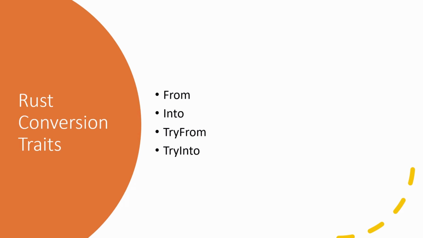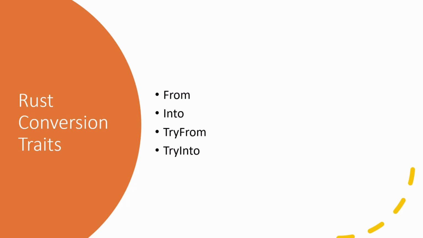The From trait allows for a type to define how to create itself from another type. It is typically implemented for the target type, the type you want to convert to, and provides a way to create an instance of the target type from the instance of the source type.